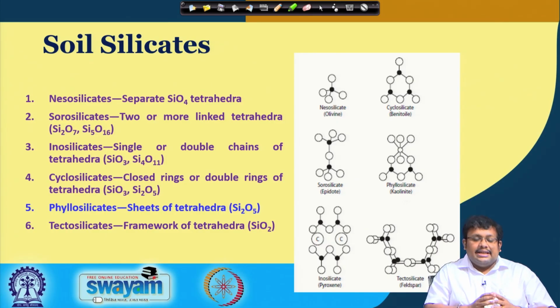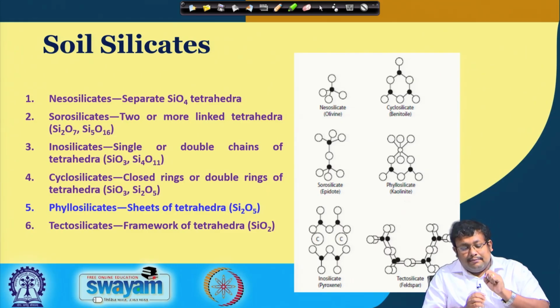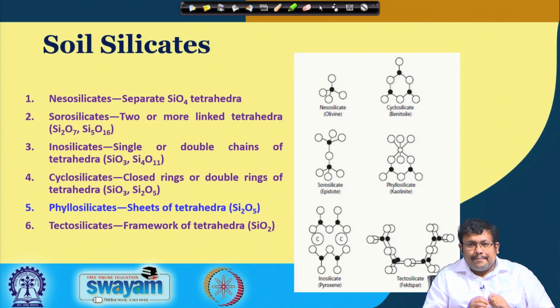First of all, called the nesosilicates, and nesosilicates is basically built by the single separate silica tetrahedra. One example, as you can see, is olivine. Next comes the sorosilicates. Now, the sorosilicates is the structure where 2 or more linked tetrahedra are giving the formula of either Si2O7 or Si5O16. And the example of sorosilicates given here is epidote. Now, inosilicate is basically defined by single or double chain of tetrahedra with the basic structural unit formula of SiO3 or Si4O11.